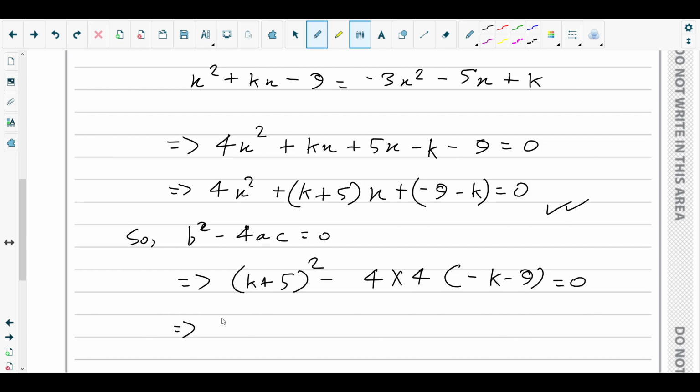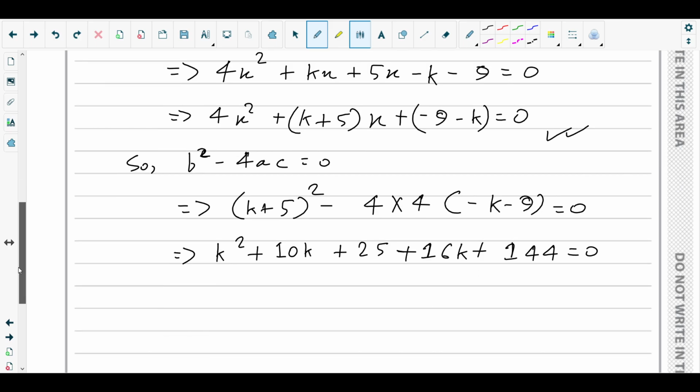Okay. So now expand the bracket. So k squared plus 2ab plus b squared, that is 25. Okay. So 4 times 4, that is 16. So negative 16 times negative k, that is plus 16k. And then plus what? 16 times 9. This is what? 144.